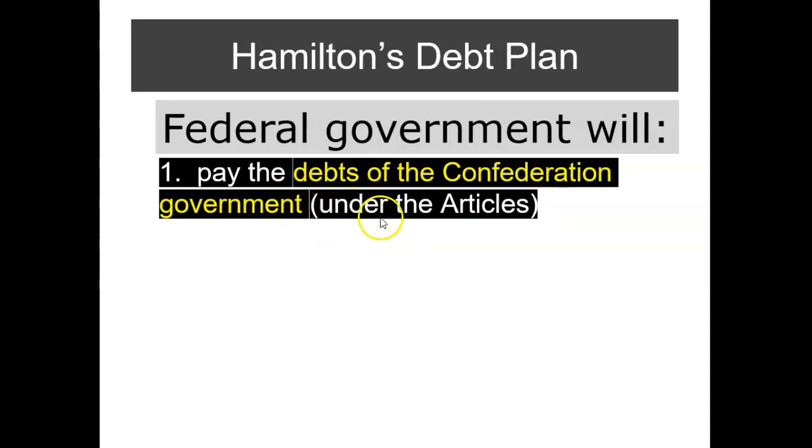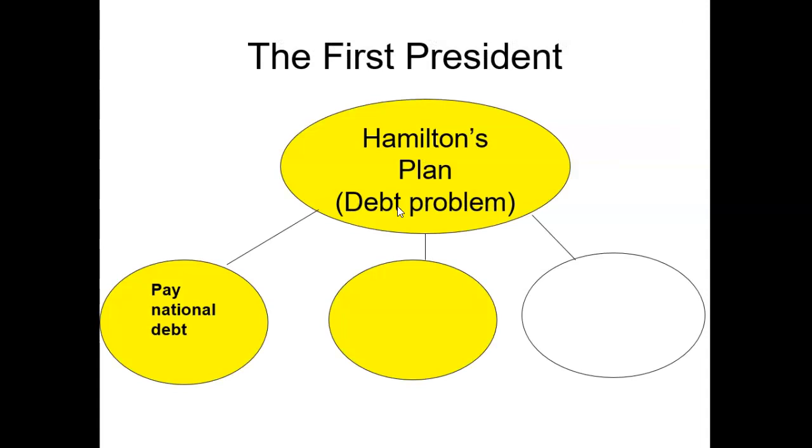The debt that we owed under the Articles still needed to be paid. Just because it's no longer under the Articles didn't mean the debt went away. The second one said about assuming, and this was a little bit more controversial.